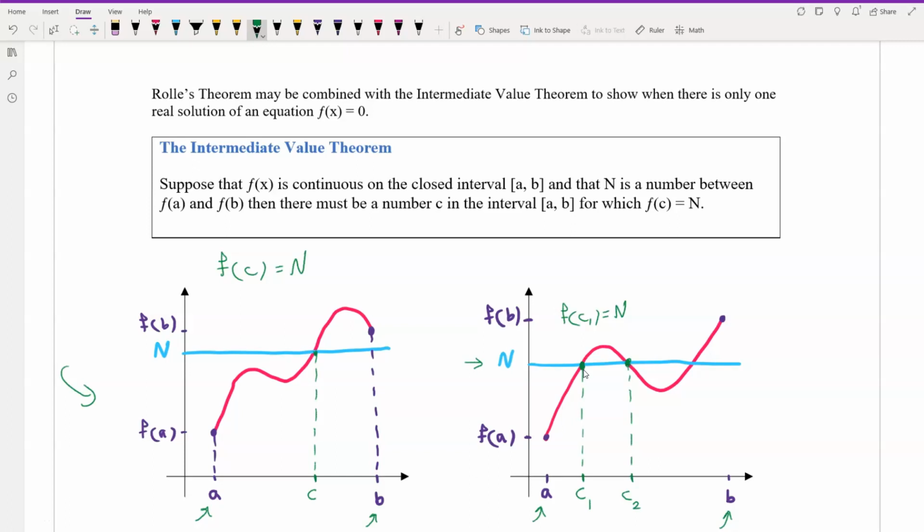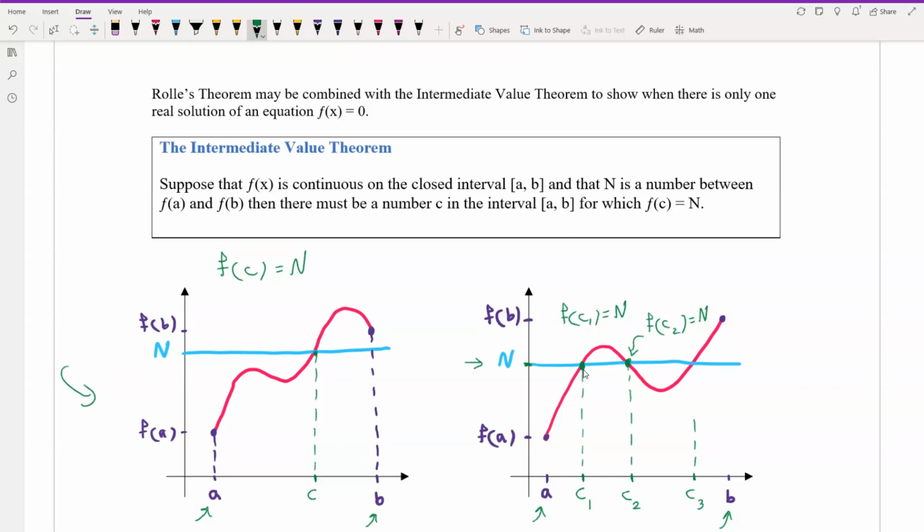Here again, crossing this curve, we have our value for this point, capital N. So that is f of C2 equal to N. We have another one, which is this point. C3 is between A and B.